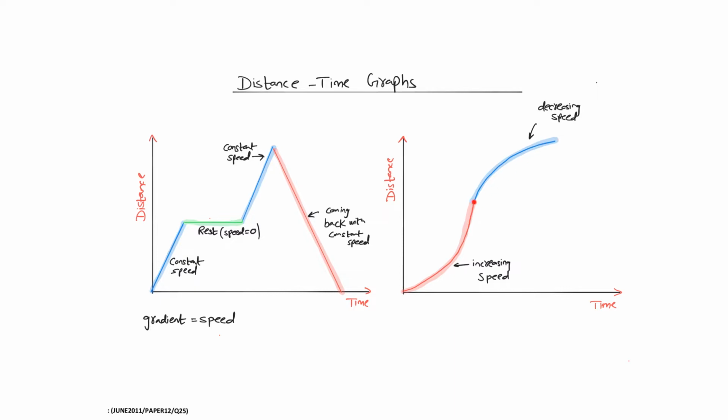Okay, so decreasing speed doesn't mean that the distance is decreasing. It just means that the car is covering the distance at a slower rate every time. So this section is for decreasing speed.